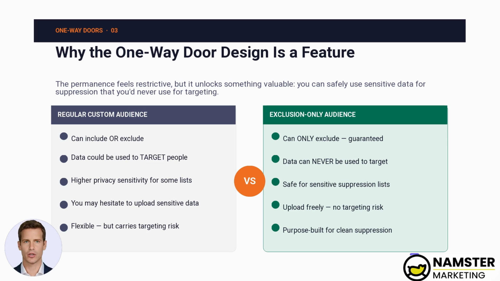Because they can only exclude, you can safely use highly sensitive data for suppression that you would never dream of using for targeting. This creates a safe harbor for your data, allowing you to upload freely and build a purpose-built architecture for clean suppression without the fear of human error leading to targeting mishaps. It is safety by design, unlocking the full potential of your first-party data.